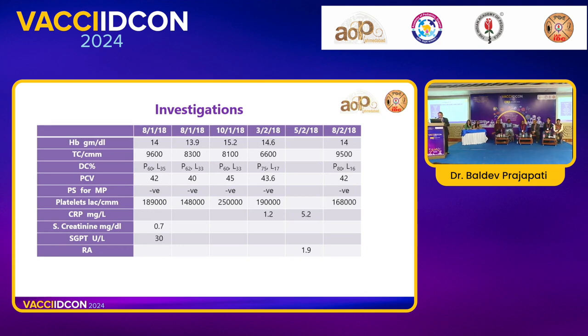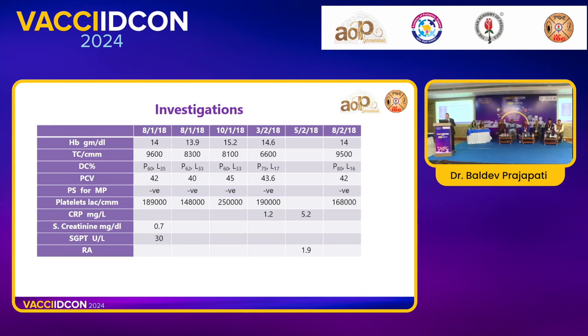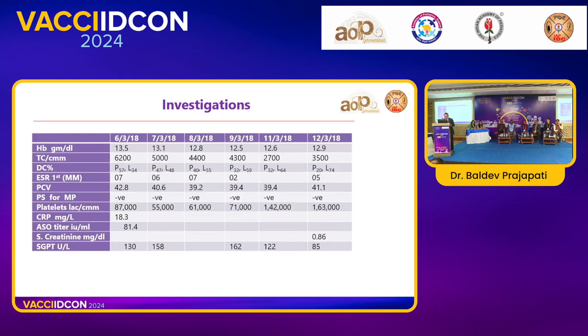Before referring to us, you can see the count almost normal. Differential not much helpful. PCV okay. MP was never seen. Platelets were, as I said, low, but not coming in the definition of thrombocytopenia. Creatinine once was normal, SGPT normal, and the rapid test was negative.